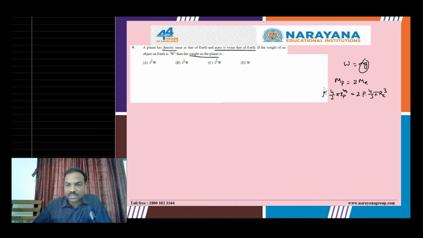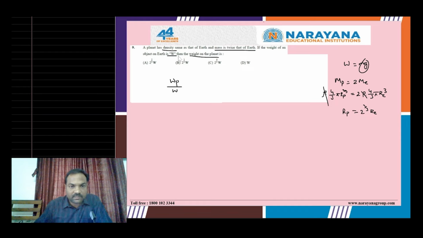So densities are same, so cancels out. Even 4 by 3 also cancels out. Then what will the radius of the planet be? Radius of the planet will be 2 power 1 by 3 times the radius of the Earth. So once I know the radius, I can go for the weight ratio: weight of the object on the planet by weight of the object on the Earth.